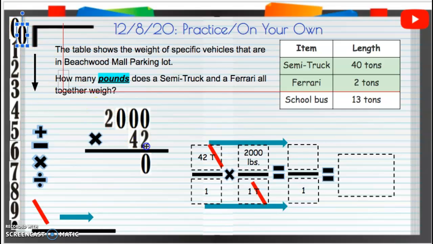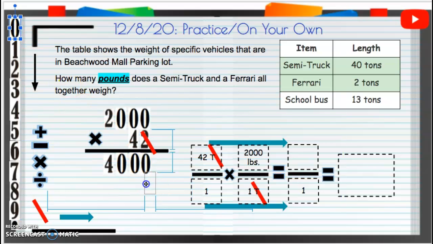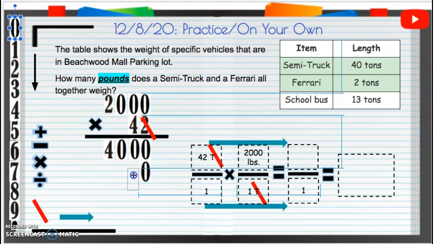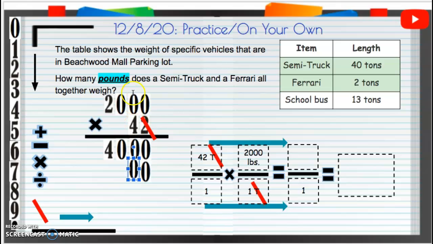All right, so 2 times 0 again is going to be 0. 2 times 0 again is going to be 0. 2 times 2 is 4. Oh, thank goodness. We are done with this, so that means we're moving over a place value, which also means we have to put a placeholder of 0. Now we have 4 times 0. Yep, it is 0. 4 times 0 again, 0. 4 times 0 again, 0. 4 times 2? 8.